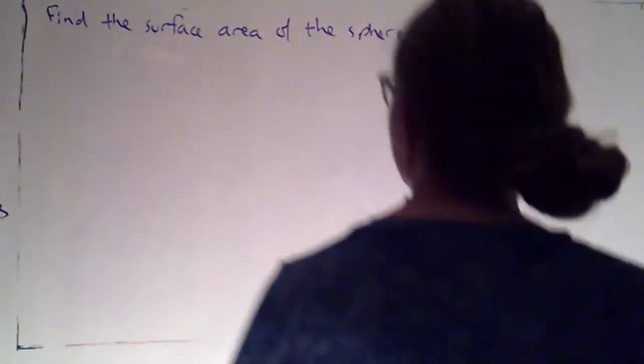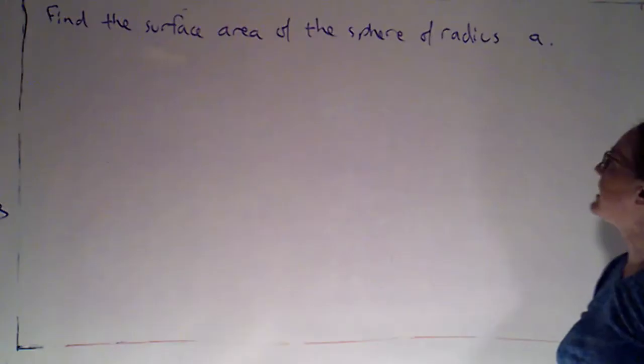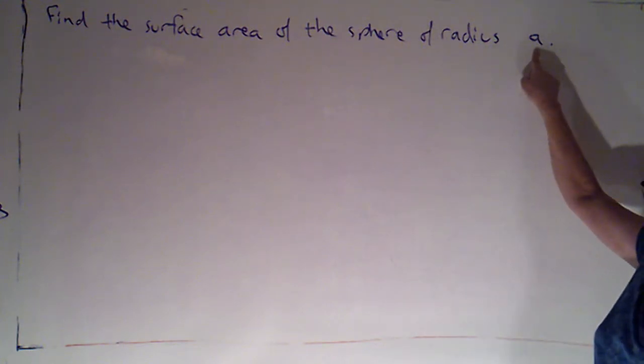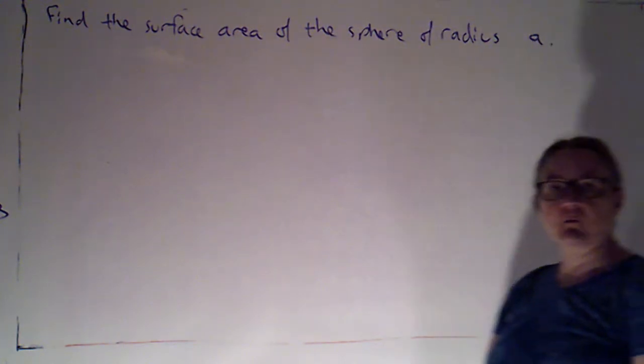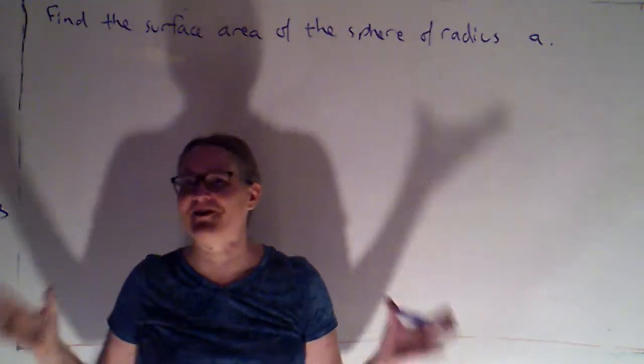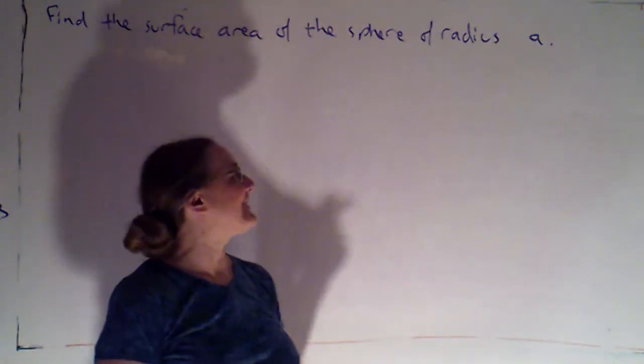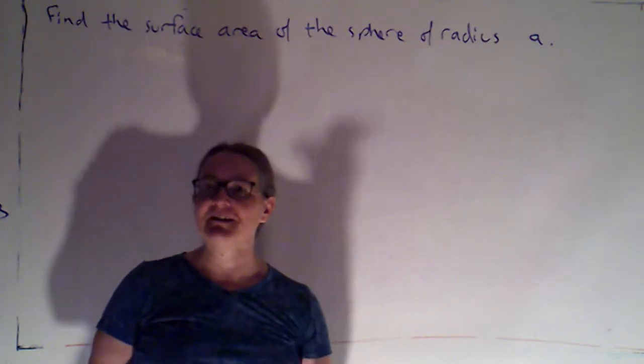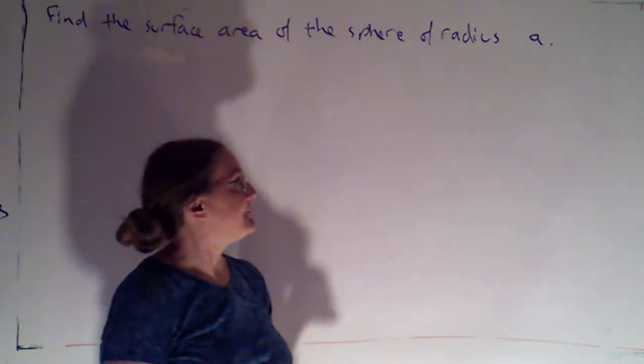Okay, I've got a new problem up here. I want to find the surface area of the sphere of radius a. So I'm not specifying what the radius is. We're basically going to do infinitely many problems all at once. For an arbitrary radius, we'll find what the formula for the surface area is.